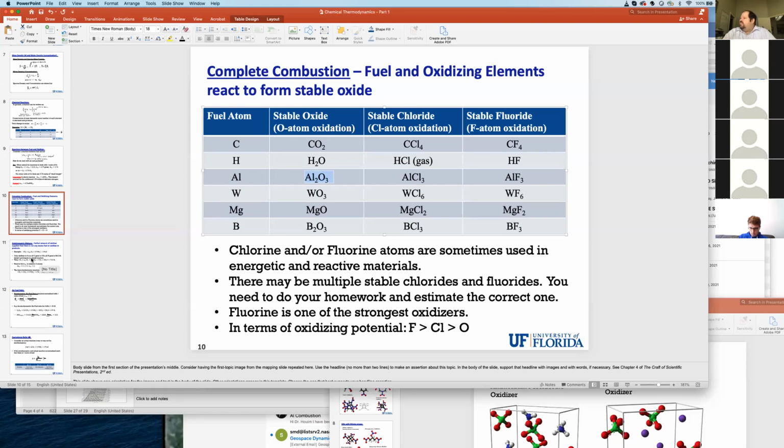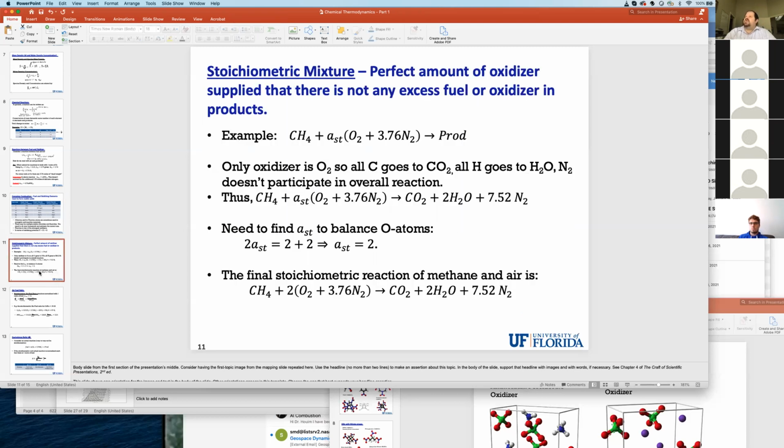Okay, so the key point here is that the fuels in energetic materials can burn with all sorts of different oxidizers, usually these three, and you can also use all sorts of exotic fuels. So you just need to consider what the stable oxide is. Now that we know the stable oxide for a variety of fuels and oxidizers, let's go back to our methane, CH4, plus this A, which I'm going to call A_ST, and the subscript ST will be defined shortly. We defined air as 1 mole of oxygen plus 3.76 moles of nitrogen, and that's going to go to products.